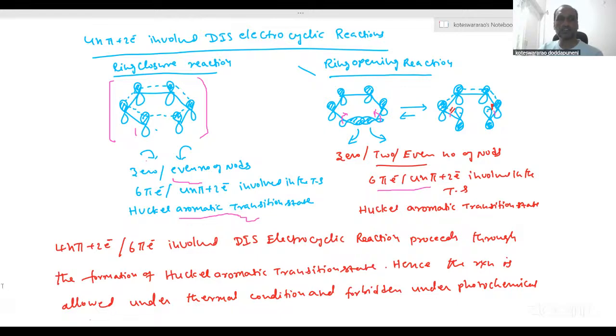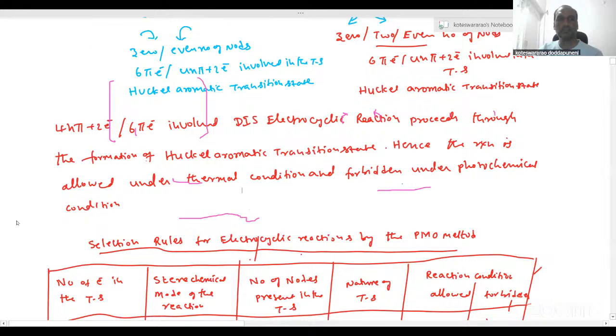What is our conclusion? A transition state involving 4n plus 2 electrons, or 6 electrons, undergoing disrotatory electrocyclization proceeds through the formation of a Huckel aromatic transition state. Hence, the reaction is allowed under thermal conditions and forbidden under photochemical conditions.